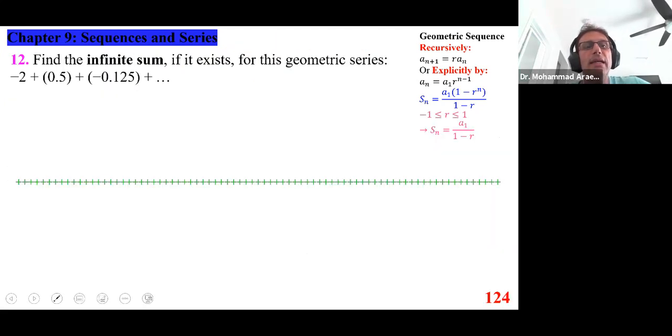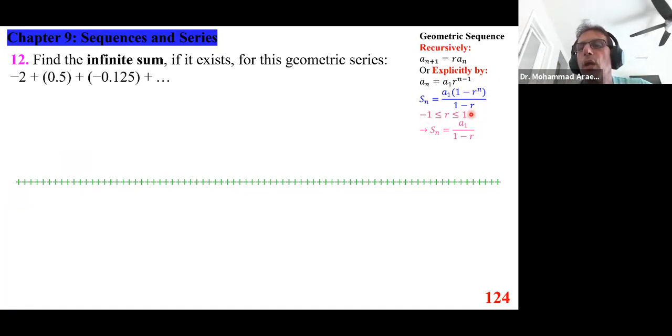We want to find the infinite sum, if it exists, for this geometric series. When they ask for an infinite sum in the case of a geometric series, we need to go back to the formula and explore that. Here's the formula, class. When r is between -1 and 1, r to the power of n goes to 0, and the numerator becomes a sub 1. So I want to make sure everybody understands why this is the case.